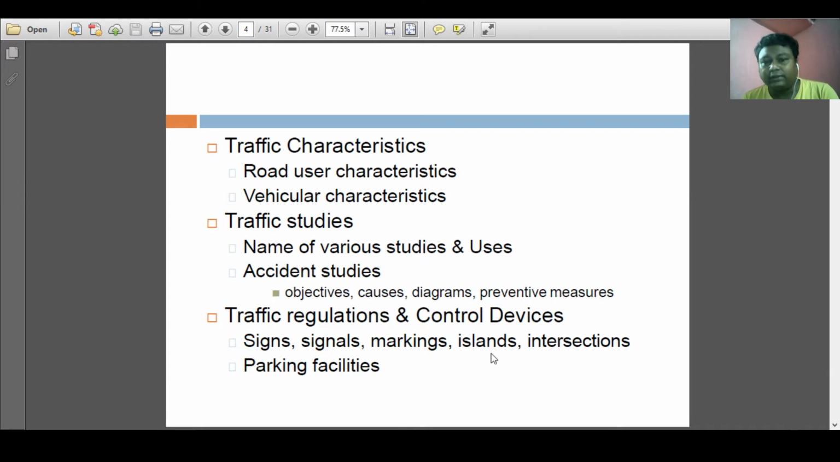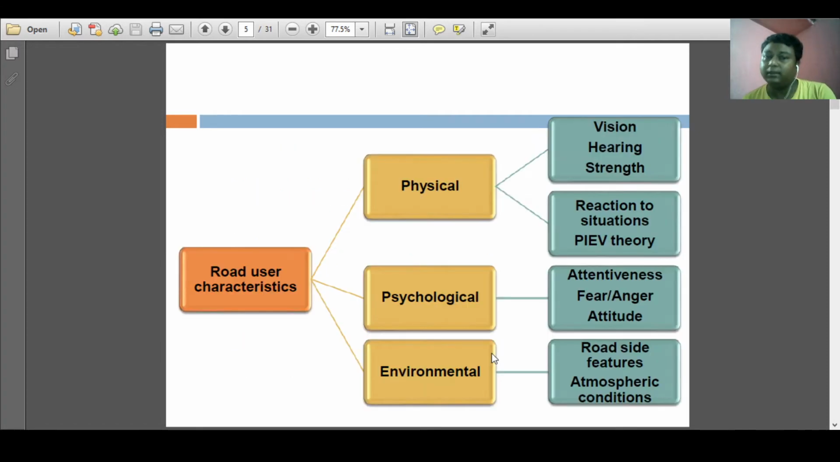Next is traffic regulation and control devices. Means what are the various types of regulations? Regulations like traffic signs, traffic signals, traffic intersections. Those are some regulation and control devices. Control means by which means or method we control the traffic movement on the road.